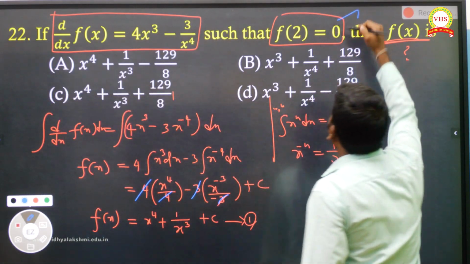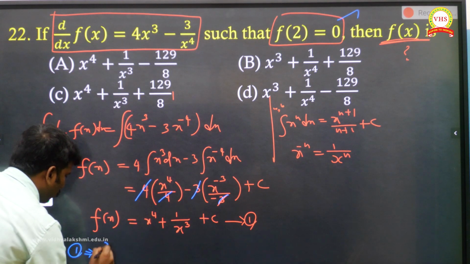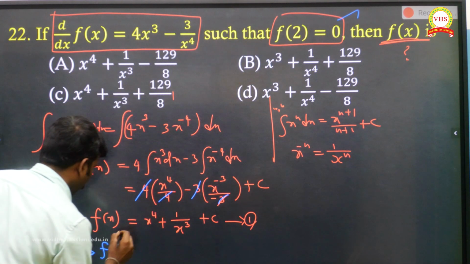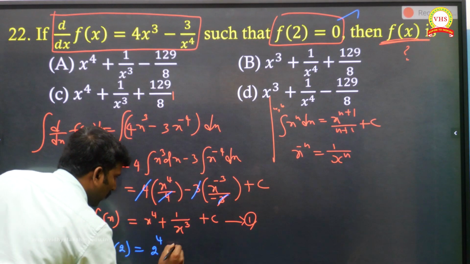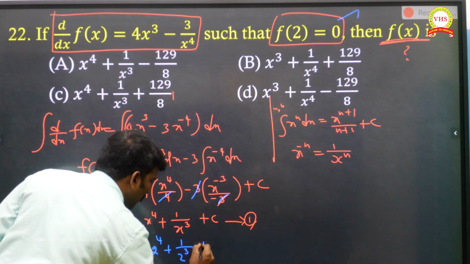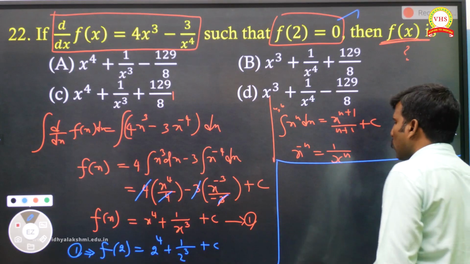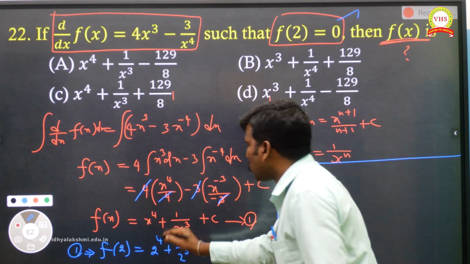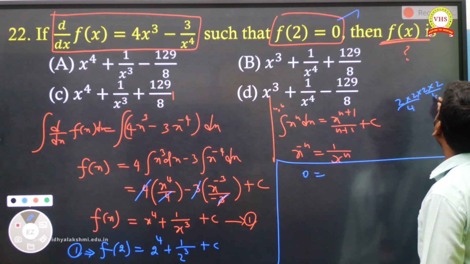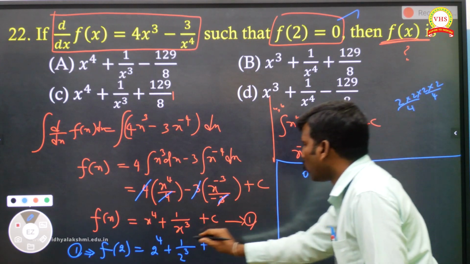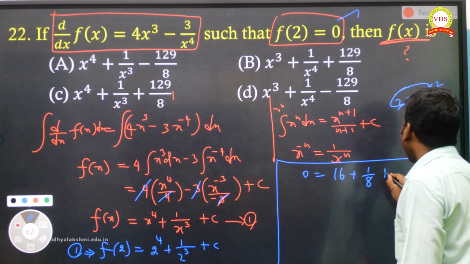For this, f of 2 equals 0, they gave one more condition. So in equation 1, I'm going to apply 2 instead of x. When you apply f of 2, I get 2 power 4 plus 1 divided by 2 power 3, plus c. f of 2 they said is 0. Then 0 is equal to 2 power 4, which is 2 into 2 into 2 into 2, that is 16, plus 1 by 2 power 3, which is 1 by 8, plus c.